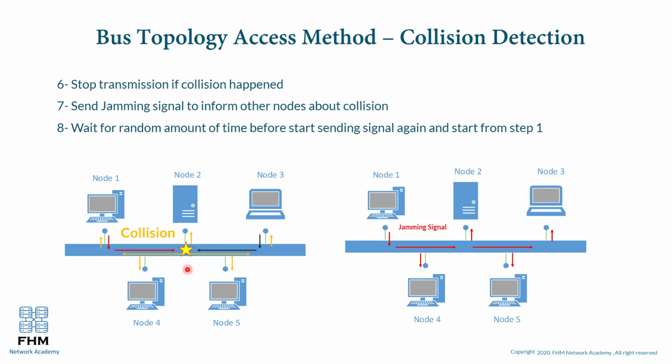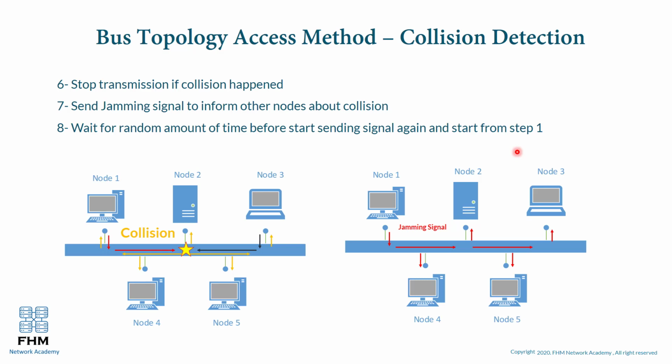But if the signal that is received is not equal to the signal that is sent, it means a collision happened. So to fix this problem, all those nodes that detect the collision should stop transmission and send a jamming signal to inform other nodes about the collision. After sending the jamming signal, they have to wait for a random amount of time before sending again and start from the first step, which was listening to the media.